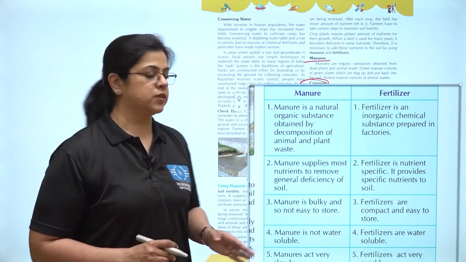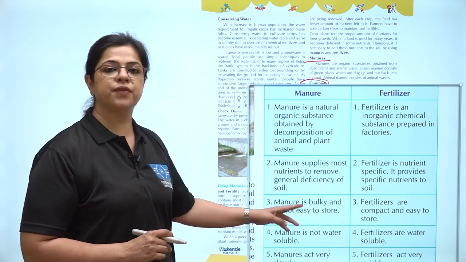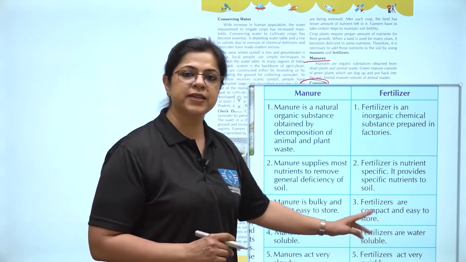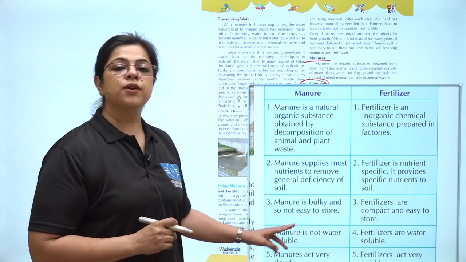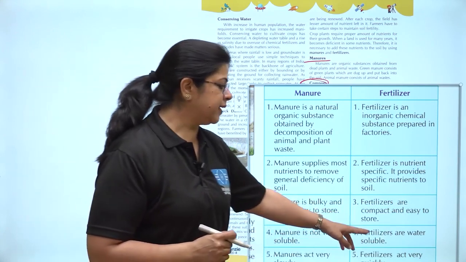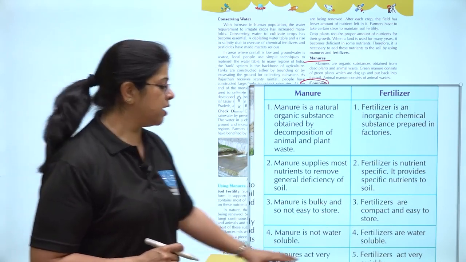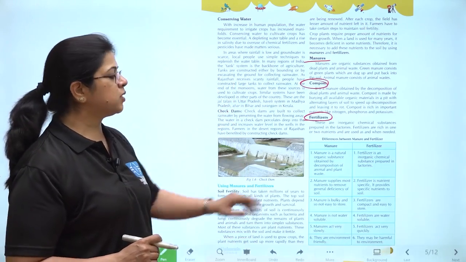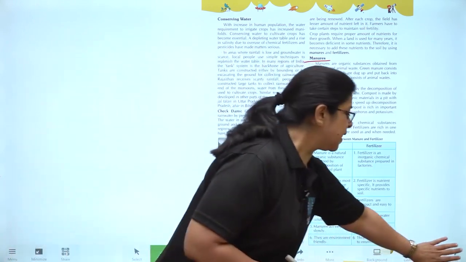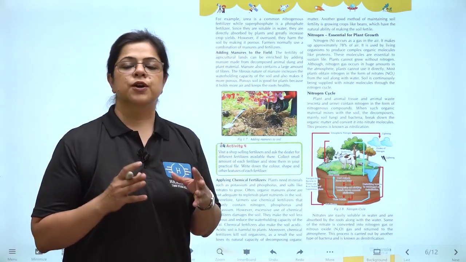or phosphorus. The third difference is that manure is very bulky and it is very difficult to store, whereas fertilizers are very compact and easy to store. Manures are not water soluble. Fertilizers are water soluble. Manures act very slowly, fertilizers act very quickly. And having understood the advantages of fertilizers, let us also understand what is the disadvantage of fertilizers.